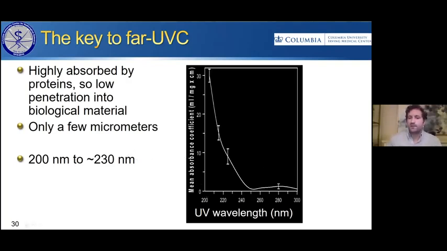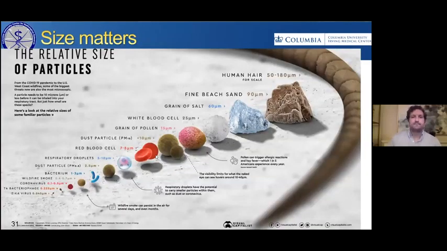As you can see on the graph here, starting with 200, it goes all the way to 300. The higher this graph is, the more highly absorbed it is. So most of the UVB and the upper UVC is not very highly absorbed compared to the far-UVC. So what does that mean? That means that size matters.